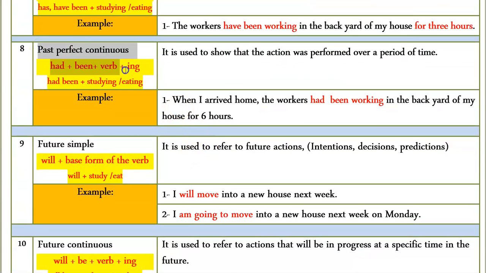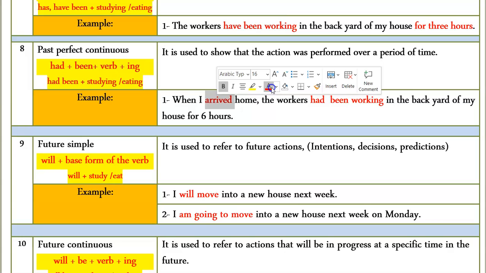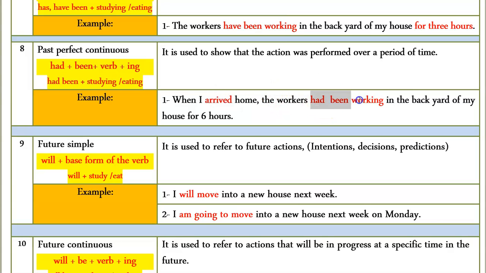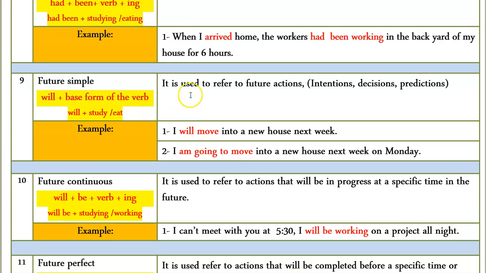Now the past perfect continuous, had plus been plus ing. Again, action 2 arrived, and then action 1, had been working. It's always preferable to use the past perfect continuous in actions, action 1 and action 2, the ones that we have discussed earlier.